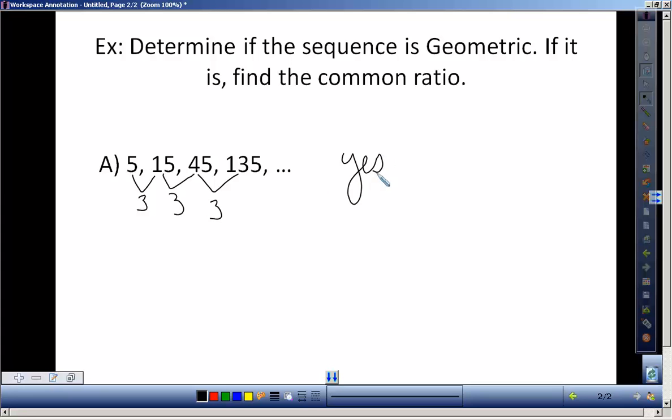We've multiplied by the same thing each time. So yes, it is geometric. And since it is geometric, we need to find that common ratio. R is the variable we use for the common ratio, and the common ratio is 3.